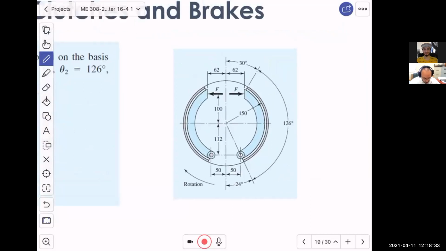First of all, we have a rotation which is clockwise, and we can see that this shoe will have the rotation going in the same sense as the actuating force. So this side is self-energizing, while this one is de-energizing.